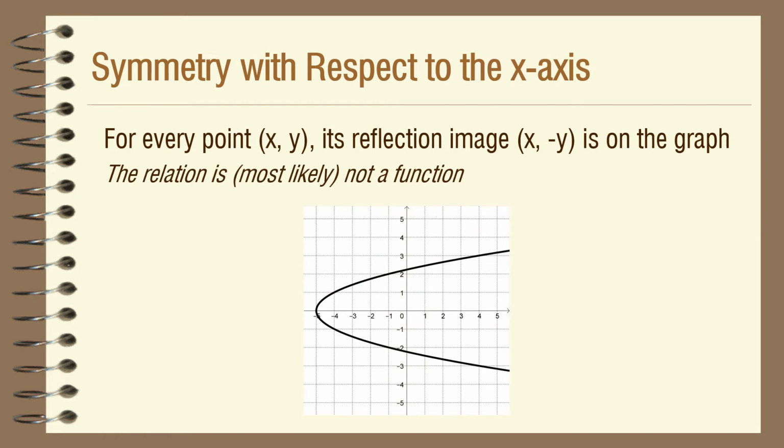Another possibility is having symmetry with respect to the x-axis. In this case, every point x, y, as well as its reflection image x, -y, would be on the graph. The issue is that the relation will most likely not be a function, because, like our diagram below, if you did have the point 4, 3, where x is 4, you're also going to have another point, 4, -3, where the y's are opposite, and in this case it would fail the vertical line test.